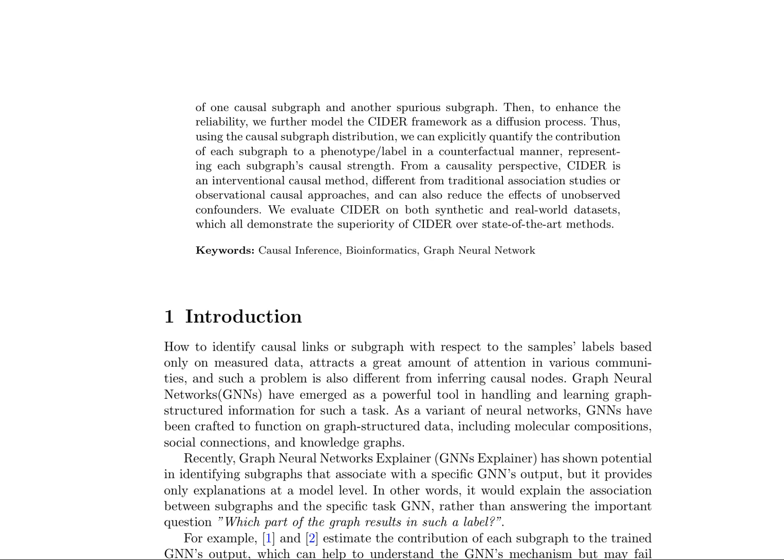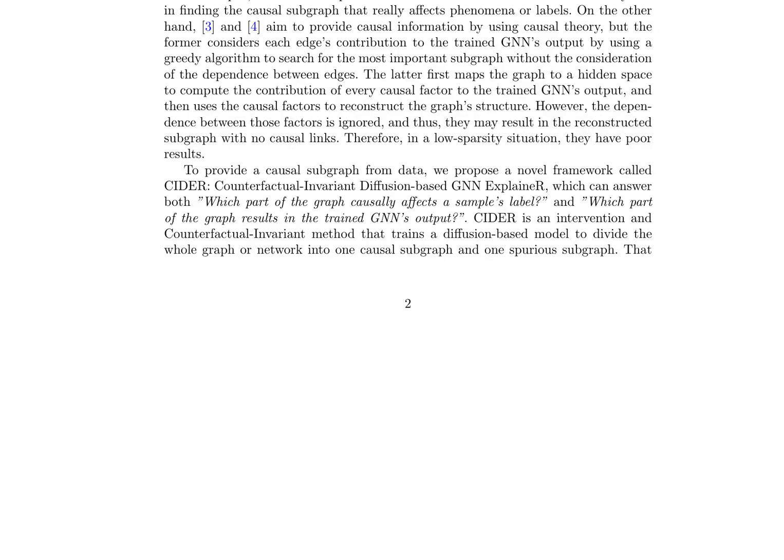Graph neural networks, GNNs, have emerged as a powerful tool in handling graph-structured data. However, existing methods, such as GNN explainers, only provide explanations at a model level, failing to answer the critical question of which part of the graph results in a specific label. Previous approaches, such as those proposed in 1, 2, 3, and 4, have limitations, including ignoring the dependence between edges, using greedy algorithms, or reconstructing subgraphs with no causal links.